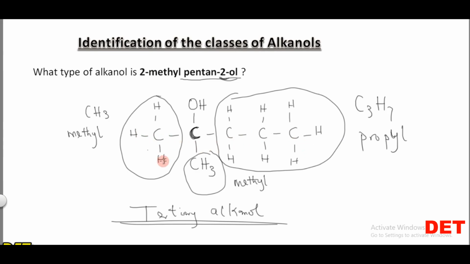So when you have 3 alkyl groups attached to the carbon atom bearing the hydroxyl group, that alkanol is referred to as a tertiary alkanol. Then also, if you look at this carbon atom bearing the hydroxyl group, there is no hydrogen atom attached to it. All right, so therefore again, this compound is an example of a tertiary alkanol.